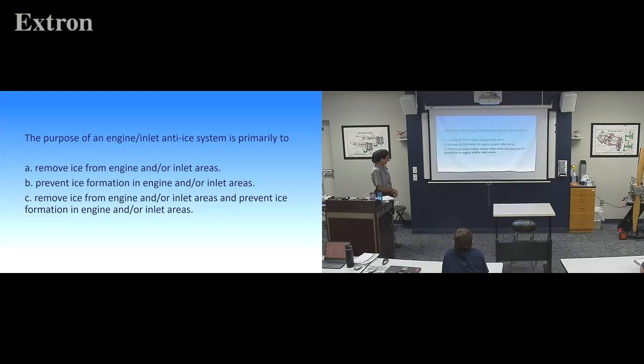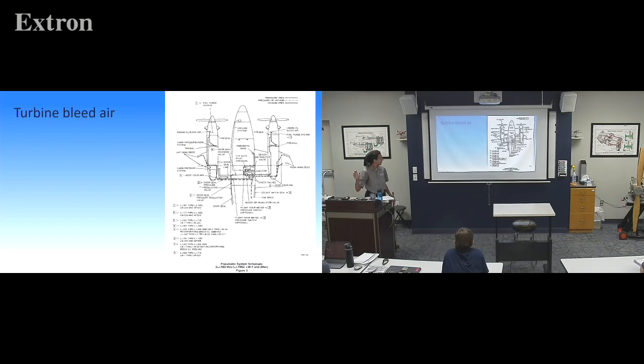The purpose of an engine inlet anti-ice system is primarily to prevent, not remove ice. Turbine bleed air. Where do we take our bleed air from? The compressor, and it really depends on the engine. It might be 2.5, it might be 3, it could be 5, depending how stretched out it is.